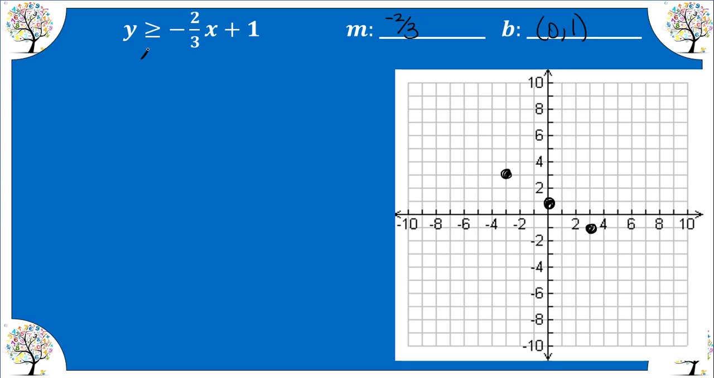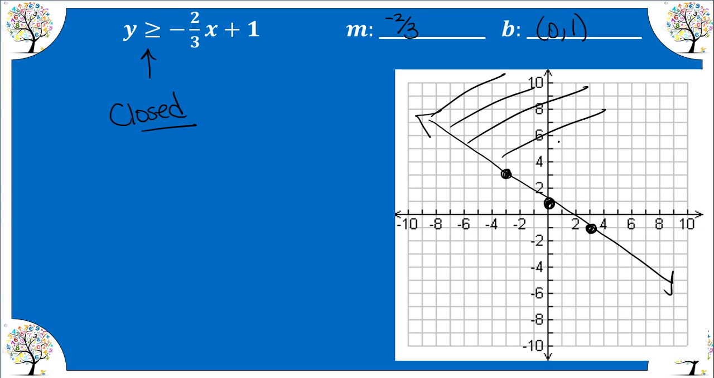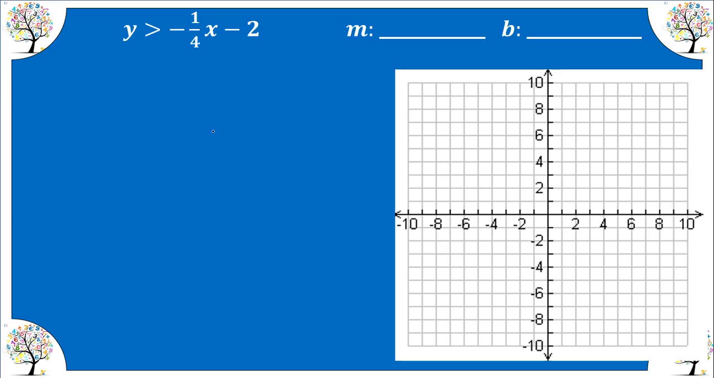I'm going to pause and check to see if it's open or closed. This is going to be closed. All of these points are included. So those points are part of my solution, plus the region in which we shade. Because it's greater than, we're going to shade in the upper region. We're shading above the line. That is all of my solution set. All of those ordered pairs would make that inequality true.